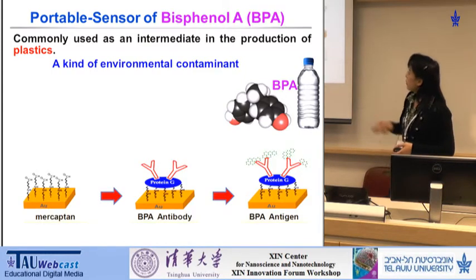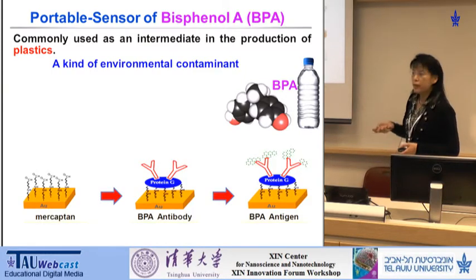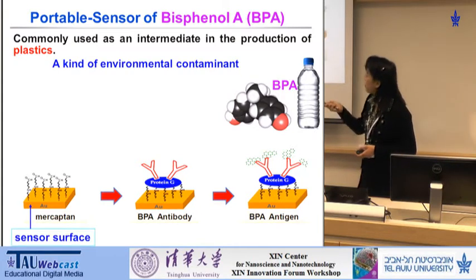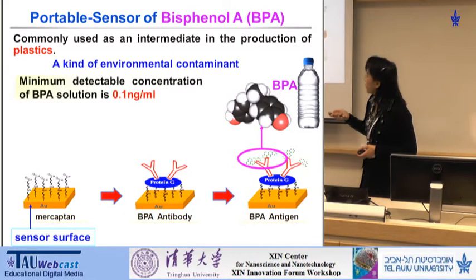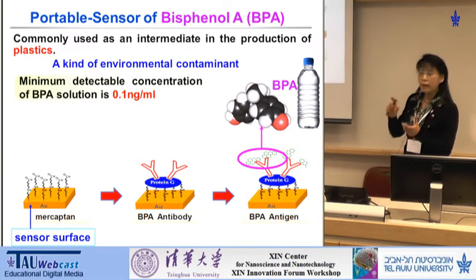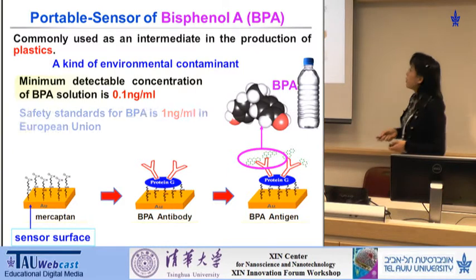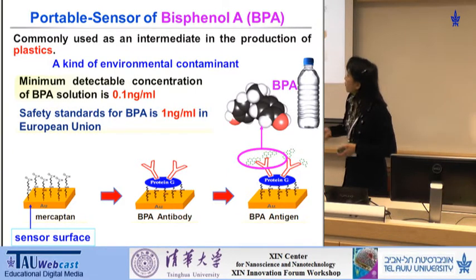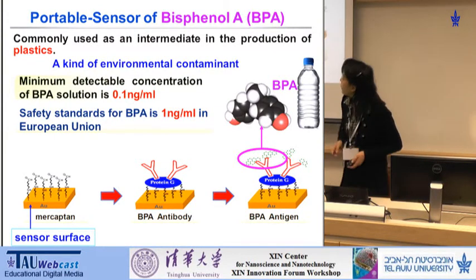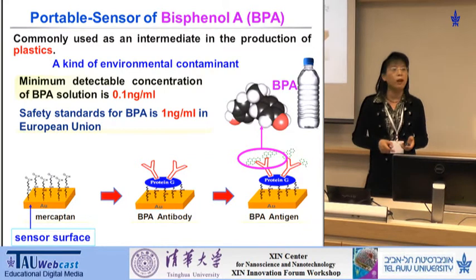This is the structure of our sensor. This is the sensor surface here. And after growing the antibody here, we can catch the BPA molecule in the solution. So for the safety standard, the minimum detectable concentration of BPA solution is 0.1 nanogram per milliliter.